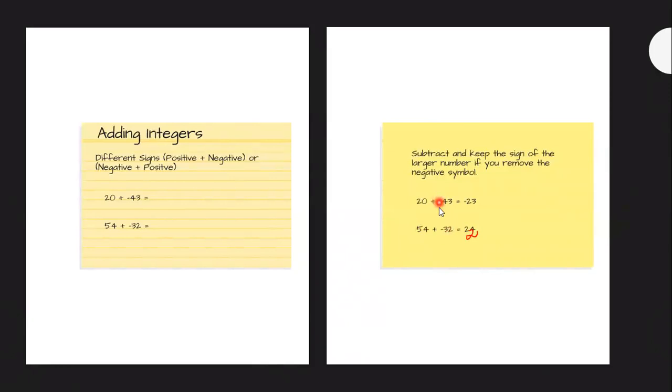So I ignore the symbols when I'm looking to figure out which one is larger. We call that absolute value, the larger absolute value, when you make something positive. Okay, so that's adding integers. Those are the facts that you want to put on your card.